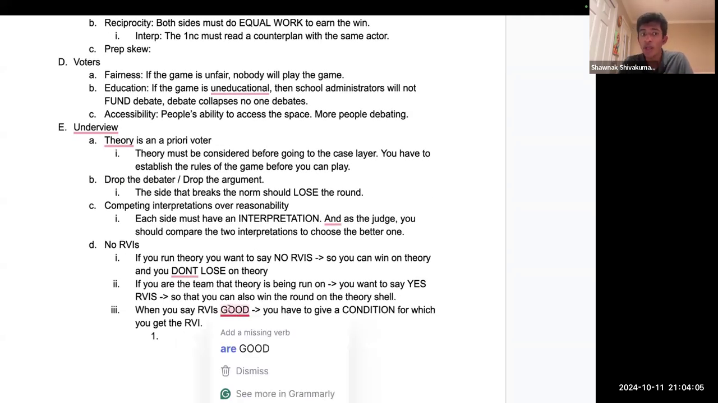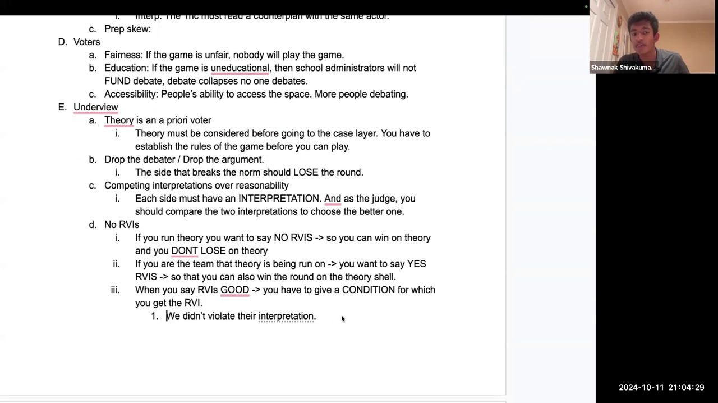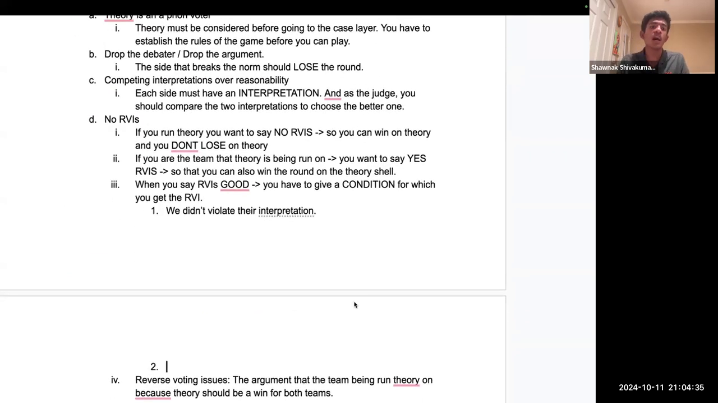Okay, so one example of a condition could be we didn't violate their interpretation. If we prove we just met your shell, if we prove that we actually did accept 2 POIs, you just didn't hear us. Like you said POI and I said yes very softly, and then you didn't ask a question. Then I should win the round because that's the condition. Do you guys get that? Secondly, if my counter interpretation, wait, I'm actually jumping a little bit. Okay, I probably have to get back to this on the RVI is good.